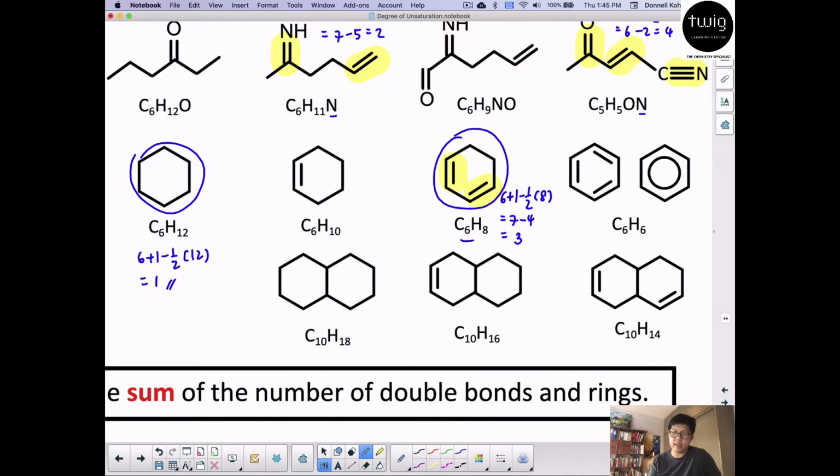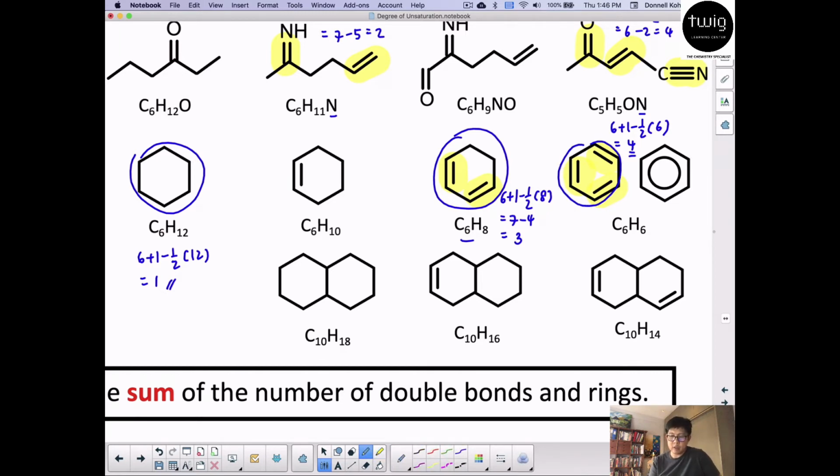I think you can get the idea already. For the benzene ring, the number of carbon is 6, plus 1, minus half. Hydrogen is 6. So it gives you 7 minus 3, which is 4. Can you see that? So why is the benzene ring counted as 4? Because there are actually 1, 2, 3 double bonds and a ring. Don't forget, and the ring. So that's why it's 4.